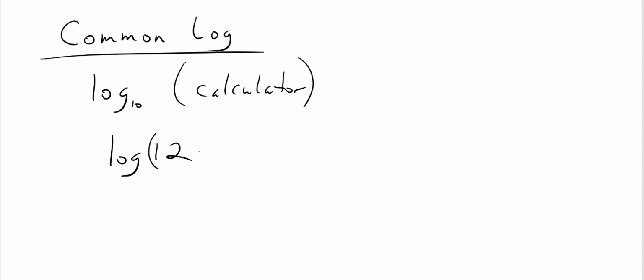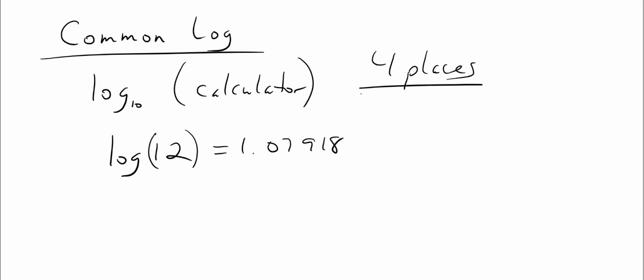You're going to type in log, but make sure you hit parentheses and close the parentheses. So I'm going to do it on my calculator right now. Log of 12, close parentheses, hit enter, and I get 1.07918. And if I ask you to round to 4 places, we're going to go 1, 2, 3, 4. So you look at this guy right here. That's 8. So the answer is 1.0792.